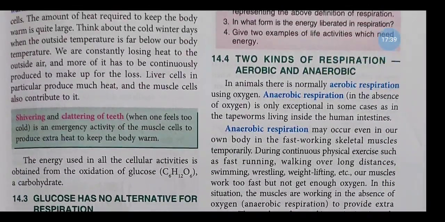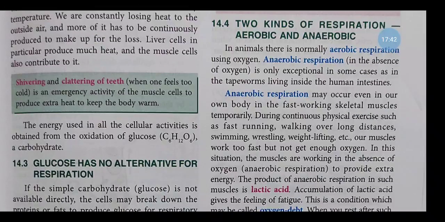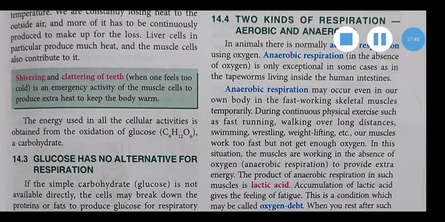Now come to respiration. There are two kinds of respiration, aerobic respiration and anaerobic respiration, right? Anaerobic respiration is the respiration which takes place in the absence of, or with a small amount of, oxygen. This anaerobic respiration may also take place in our body, in fast-working skeletal muscles temporarily. During continuous physical work such as fast running, walking over a long distance, swimming, wrestling, and weightlifting, our muscles work too fast but do not get enough oxygen.